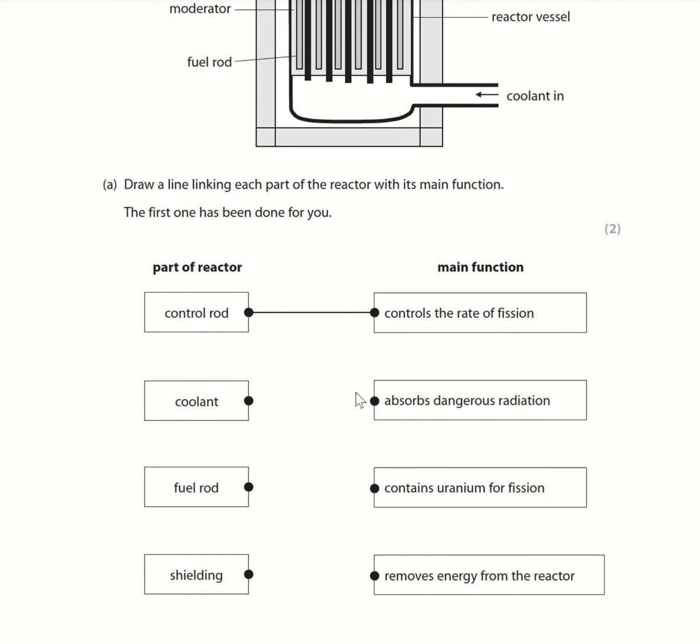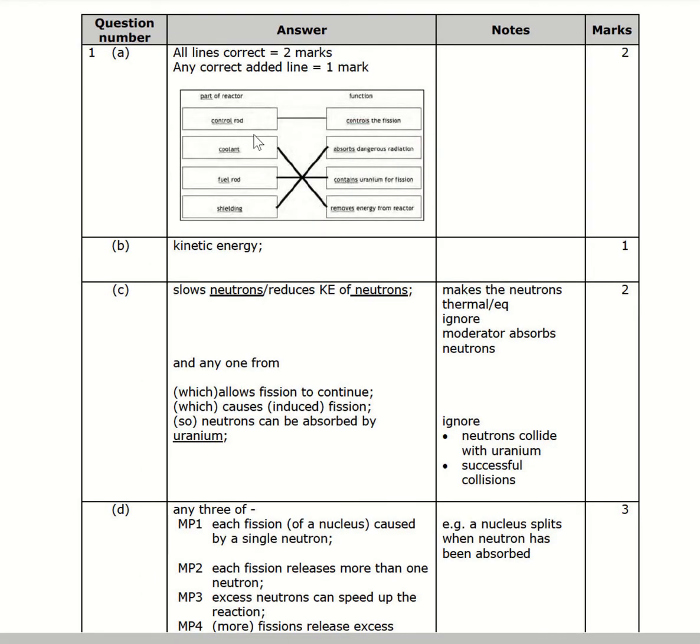Oh, and these are the matching options. Coolant, fuel rod, shielding. Absorbs dangerous radiation, contains uranium for fission, and removes energy from the reactor. This is the answer. Coolant removes energy from the reactor, so it cools it, and the fuel rod contains uranium for fission, uranium as the fuel, and shielding, it absorbs dangerous radiation. So it's a shield and it doesn't let dangerous radiation get out.